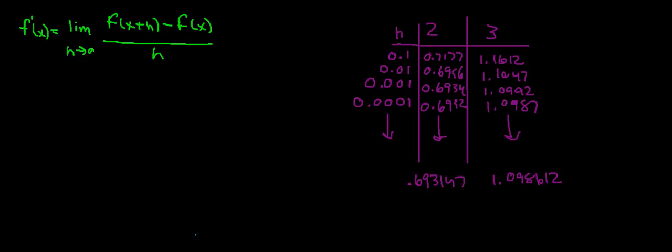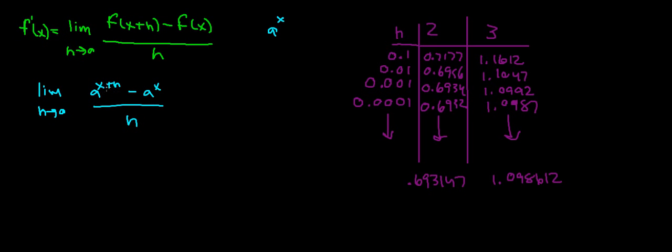To find the definition of the letter e, I begin by trying to find the derivative of an exponential function a to the x. So I use my derivative formula, I put in a to the x, and I will get the limit as h goes to 0 is equal to a to the x plus h minus a to the x over h.